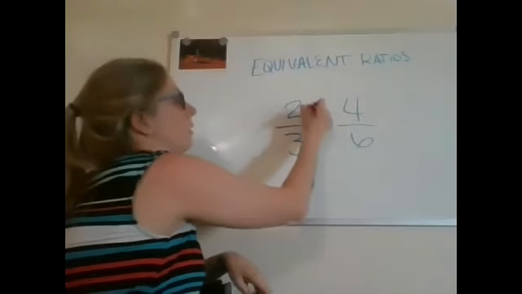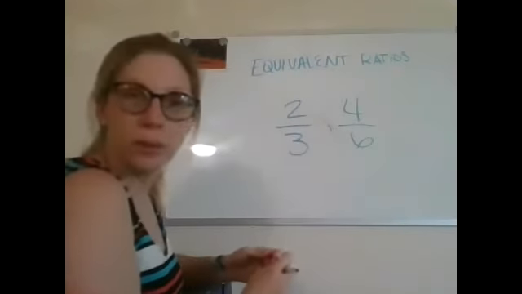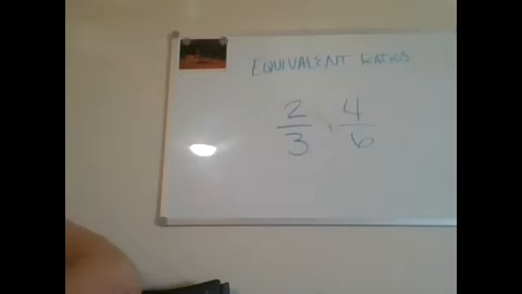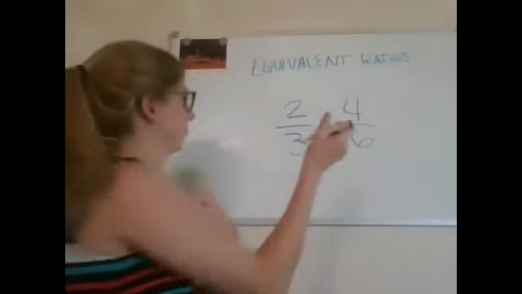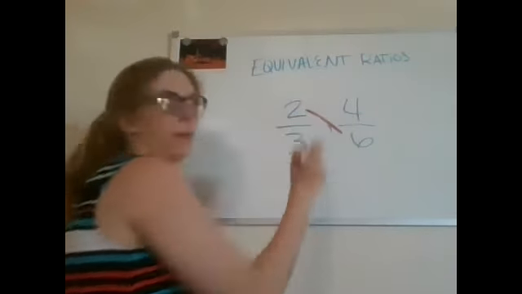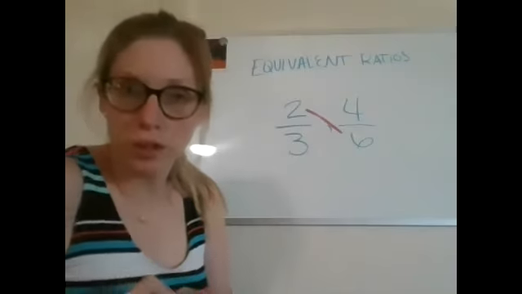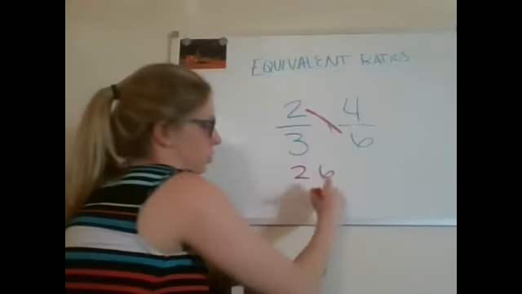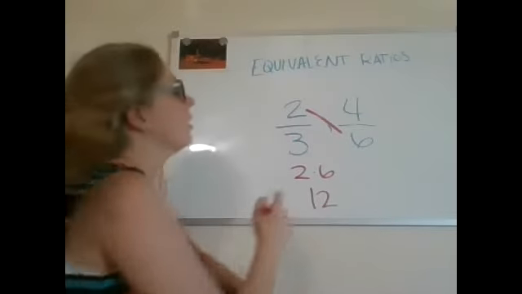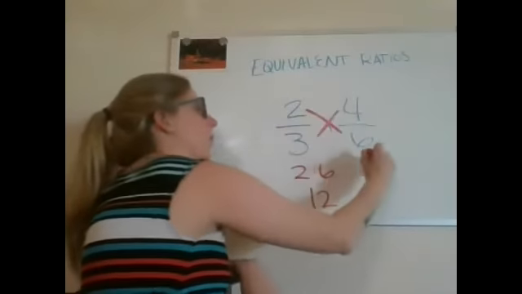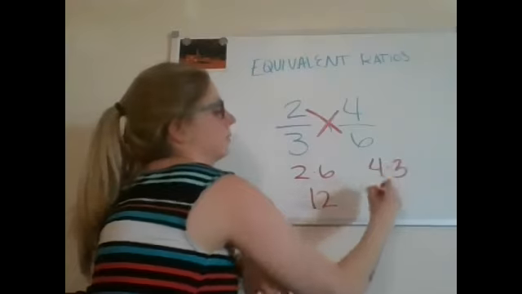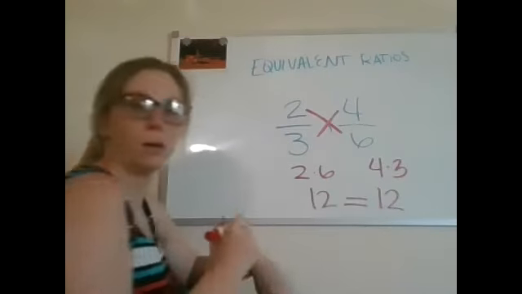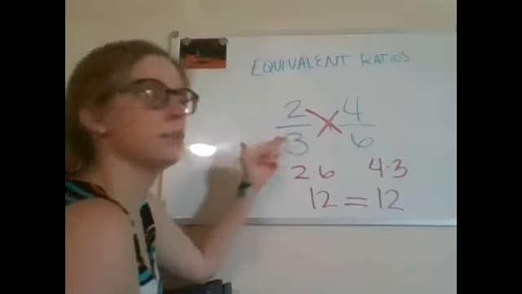Okay, so here's what we do. We take and multiply these two. Let's try this color, that's better. So we multiply these two, 2 times 6. 2 times 6 is 12. Then we do these two, 4 times 3. 4 times 3 is also 12. Because these are equal, this forms a proportion.